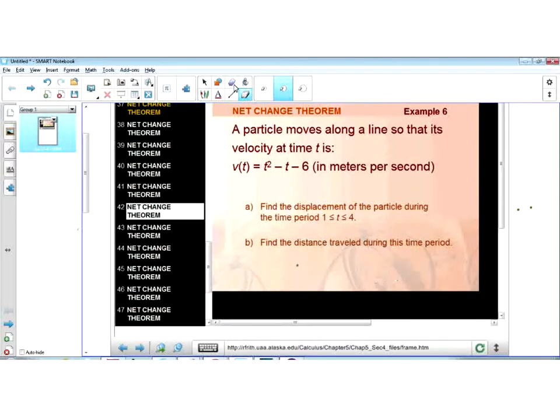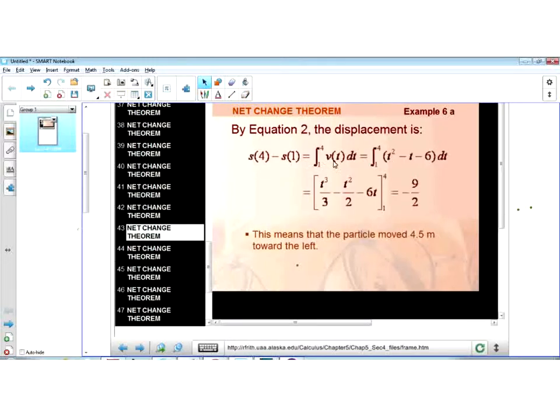Okay. All right, so let's see how they solved it. Here's the displacement. They took the antiderivative of t squared minus t minus 6, which of course is t cubed over 3, minus t squared over 2, minus 6t, evaluated from 4 to 1. So your displacement is negative 9/2. So the particle moved 4.5 meters to the left, s of 4 minus s of 1. And this is the net change theorem.